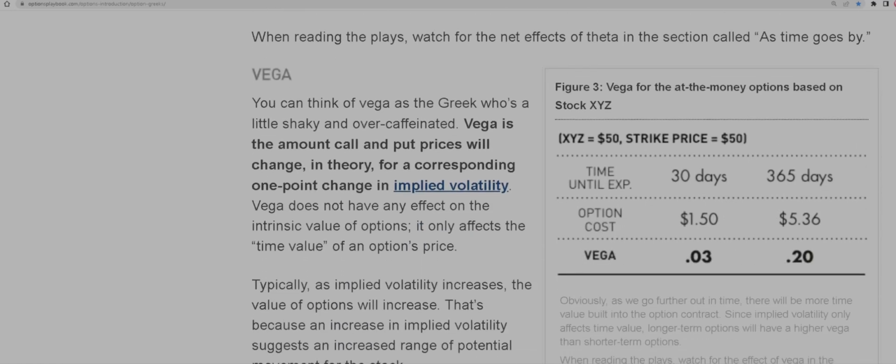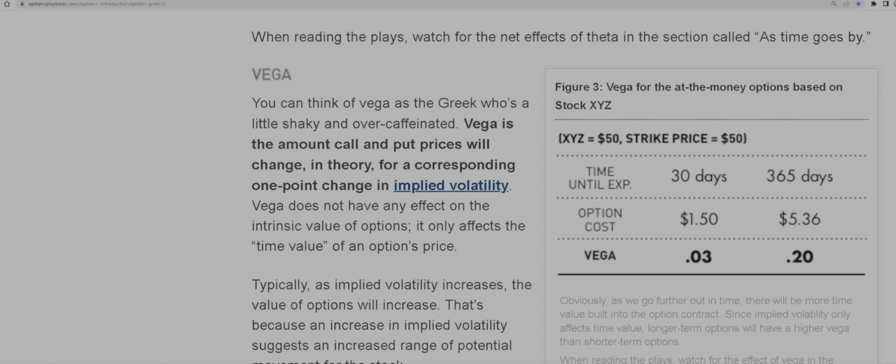Now let's get to Vega. You can think of Vega as a Greek who is a little shaky and overcaffeinated. Vega is the amount call and put prices will change, in theory, for a corresponding 1 point change in implied volatility. Basically, Vega reflects implied volatility, which is another factor to watch when you trade options, especially for earnings.